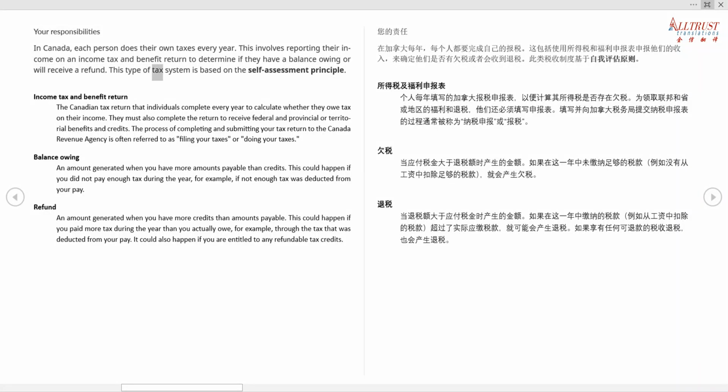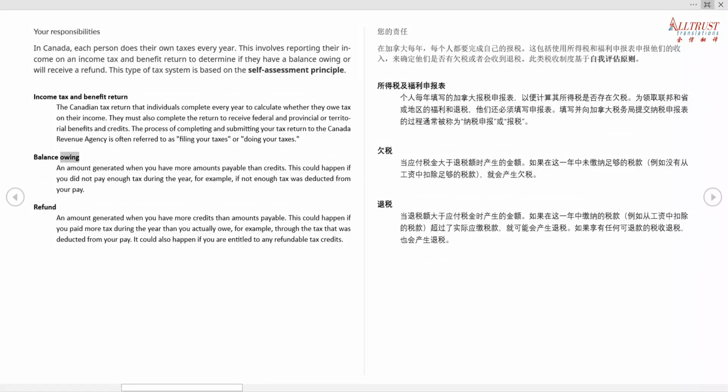This type of tax system is based on the self-assessment principle. Income tax and benefit return. The Canadian tax return that individuals complete every year to calculate whether they owe tax on their income. They must also complete the return to receive federal and provincial or territorial benefits and credits. The process of completing and submitting your tax return to the Canada Revenue Agency is often referred to as filing your taxes or doing your taxes.